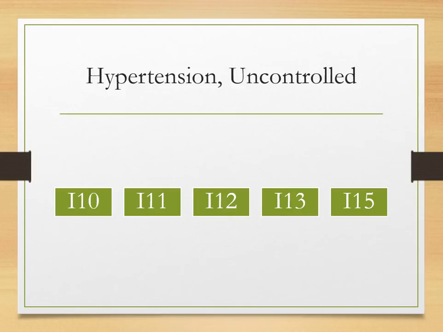Then we have hypertension uncontrolled, and this refers to untreated hypertension or hypertension that's not responding to a current therapeutic regimen. Of course, you're going to assign the appropriate code based on your patient's condition.